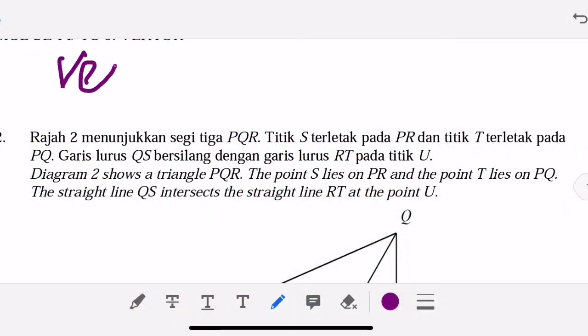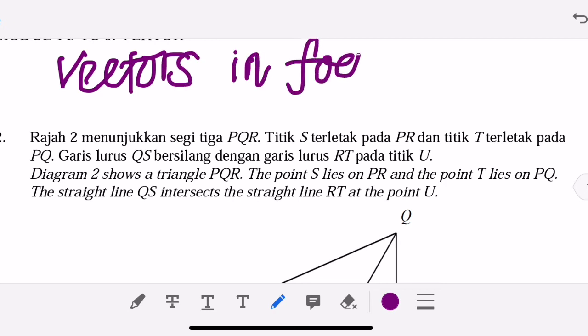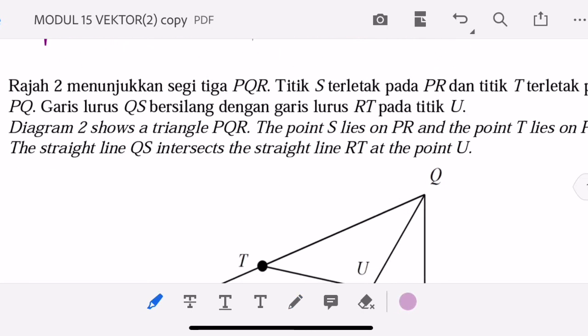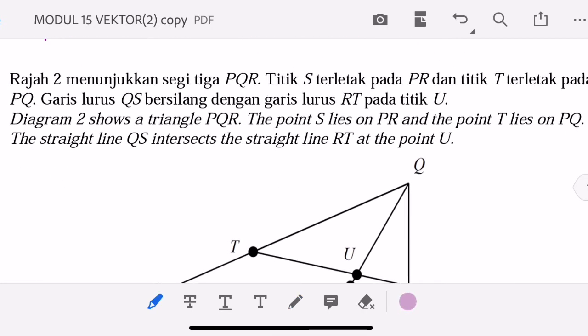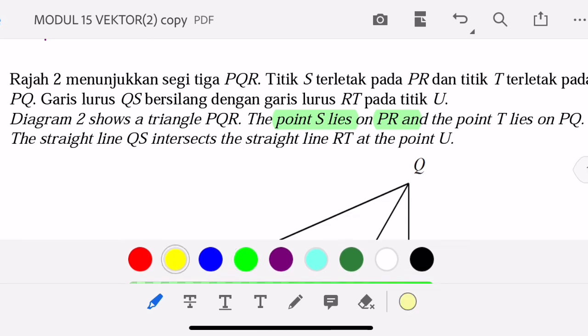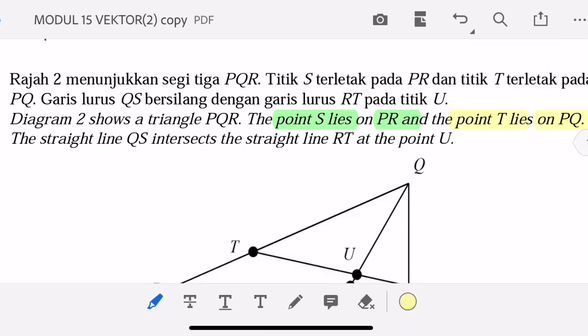Hello everyone, today I will discuss vectors. Okay, vectors in focus. So let's read the question. Diagram 2 shows a triangle PQR. The point S lies on PR and the point T lies on PQ. The straight line QS intersects the straight line RT at the point U. So the keywords are point S lies on PR and point T lies on PQ, right?